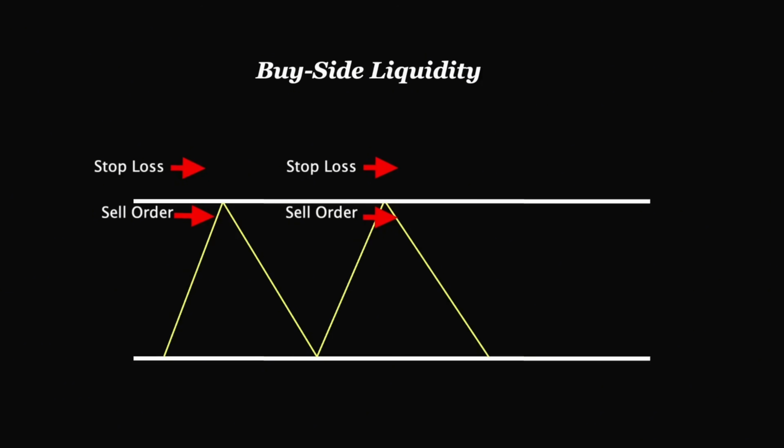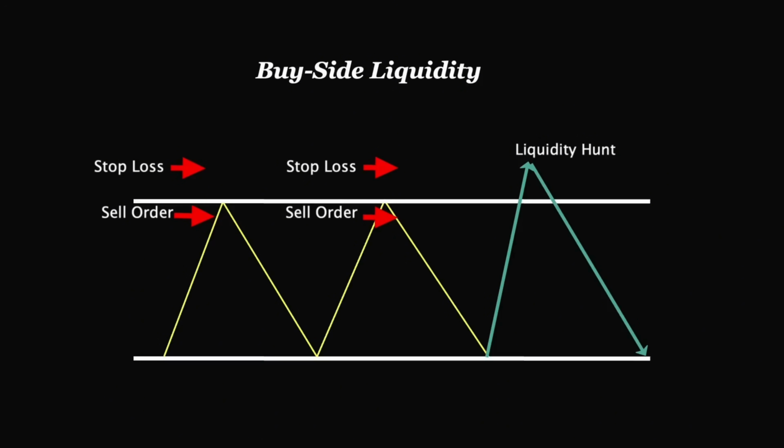Market makers target these highs, sweeping them to trigger those buy stops. Once they do, they convert those pending orders into market orders and then drive the price in the opposite direction. This process is known as a liquidity hunt, a tactic designed to trap retail traders.